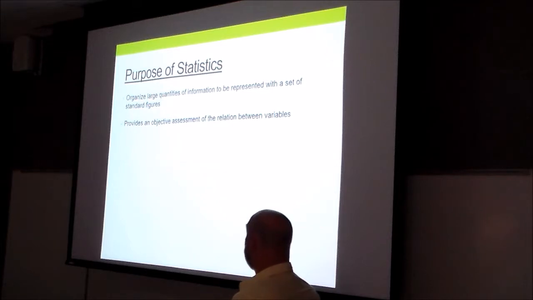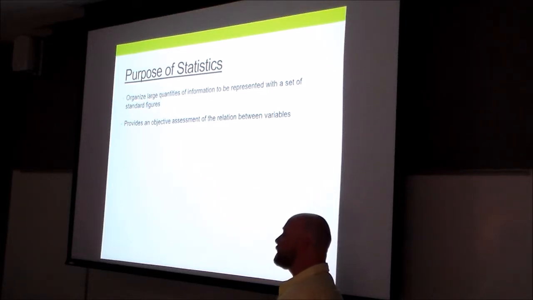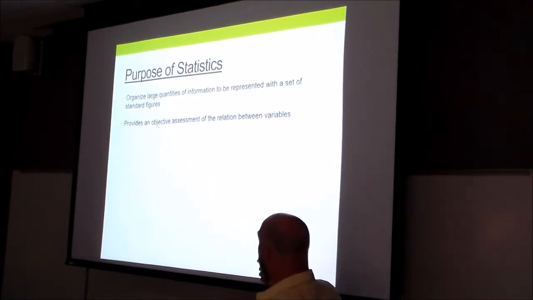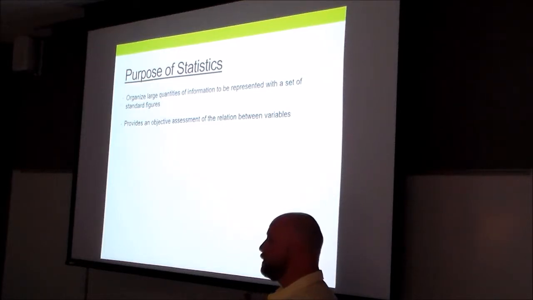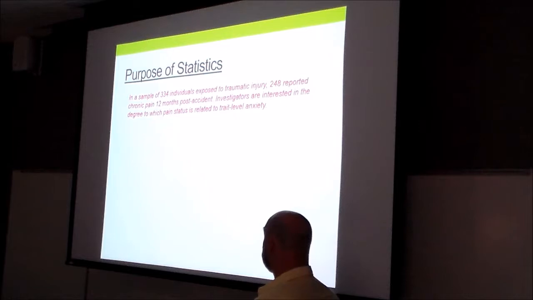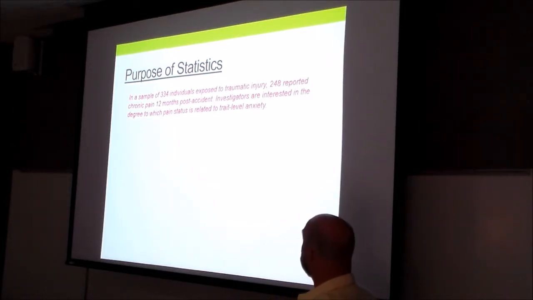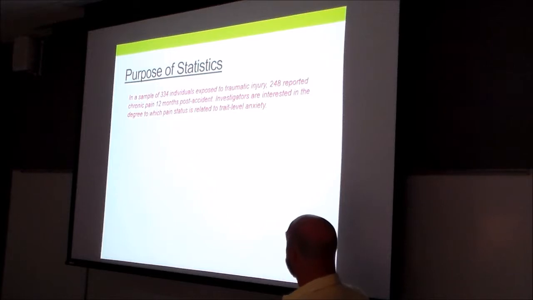Also, our statistical analysis, which is typically what we think about, gives us an objective assessment of the relation between two different variables, right? So let's say I have a sample of 334 individuals who have been exposed to traumatic injury, and 248 reported chronic pain within the past 12 months post-accident, okay? So I've got a sample, and a pretty sizable proportion of that sample are individuals who are experiencing chronic pain.